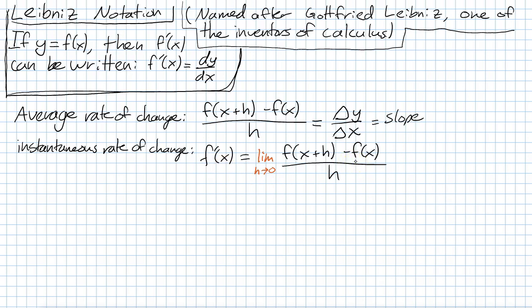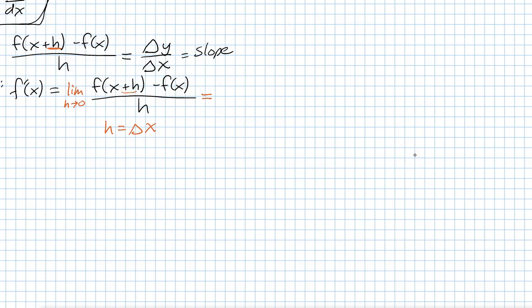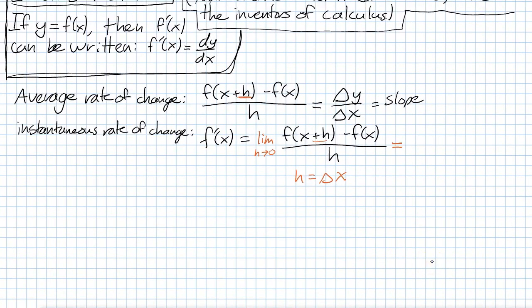And the way you want to think about this is remember that h represents the delta x, the change in x between 2 points. So as that gets smaller and smaller, we could write this another way. We could call this the limit as delta x approaches 0, and write the top of this as the delta y that corresponds with that delta x. So just replacing the h with delta x, and that's what the derivative is.